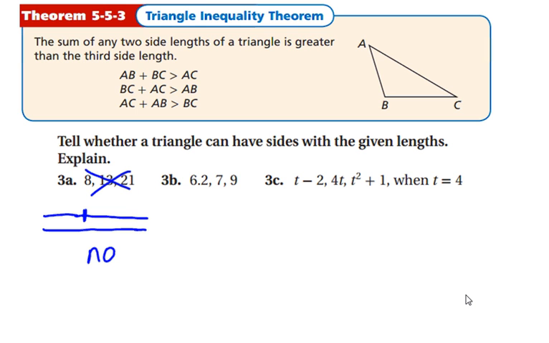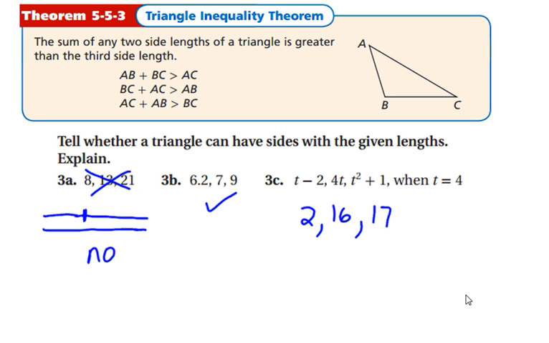6.2, 7, and 9. The two smallest sides are 6.2 and 7. They add up to more than 9. 7 and 9 add up to more than 6.2. So yeah, that seems to work out all right. And then for the third one, we have t minus 2, 4t, and t squared plus 1 when t is 4. So 4 minus 2 is 2. 4t, 4 times 4 is 16. And then we have 4 squared plus 1 gives us 17 for our three sides.